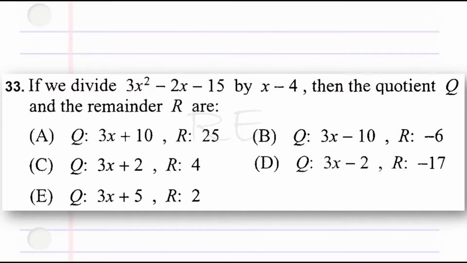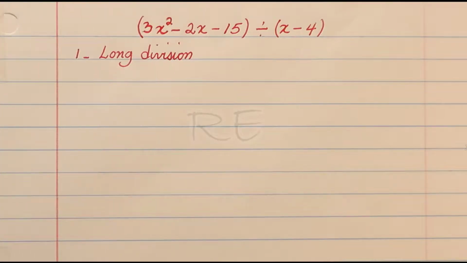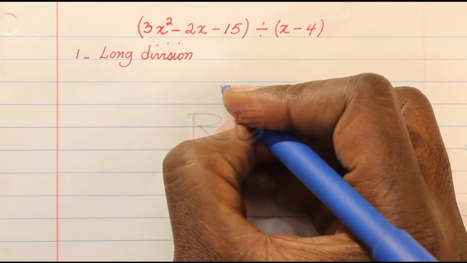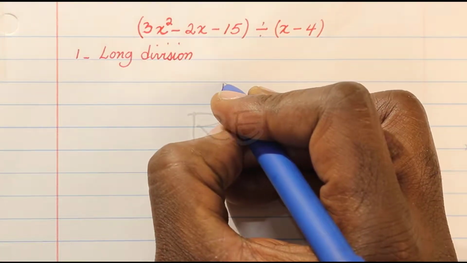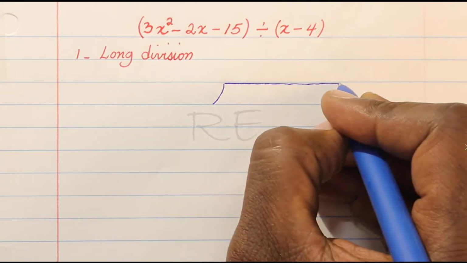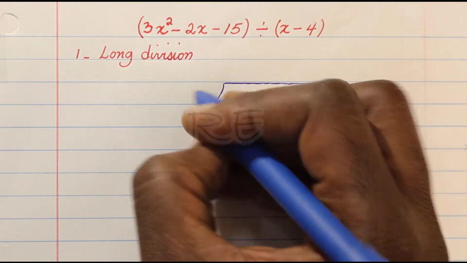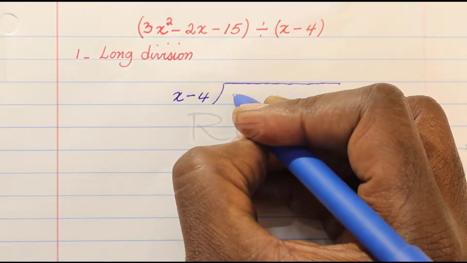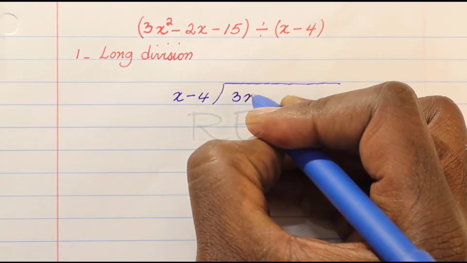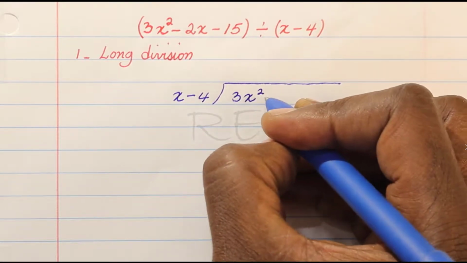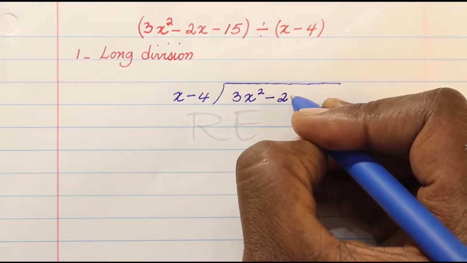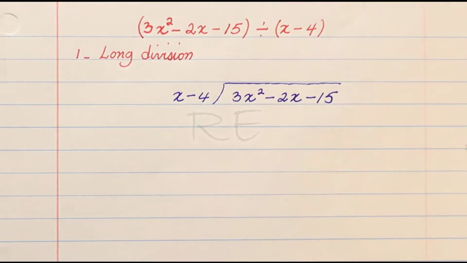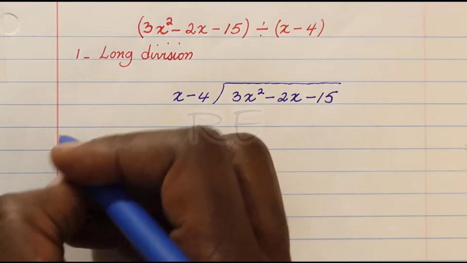We need to divide 3x squared minus 2x minus 15 by x minus 4. X minus 4 is the divisor. It goes right here. And 3x squared minus 2x minus 15 is the dividend. It goes underneath the division sign.